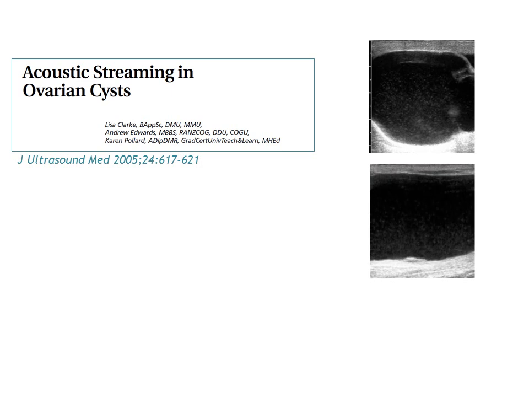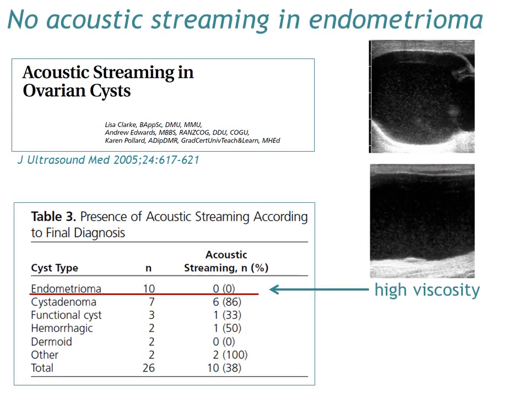There was an article entitled Acoustic Streaming in Ovarian Cysts. Acoustic streaming is a sign at real-time ultrasound representing continuous movement of echogenic particles within a cystic mass due to ultrasound power. In endometrioma, we do not see this phenomenon because of high viscosity of thick chocolate-like contents of the endometrioma. I believe this phenomenon is useful in differentiation between endometrioma and hemorrhagic cysts.